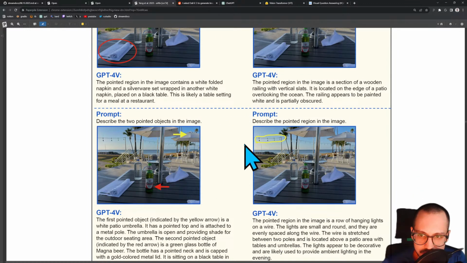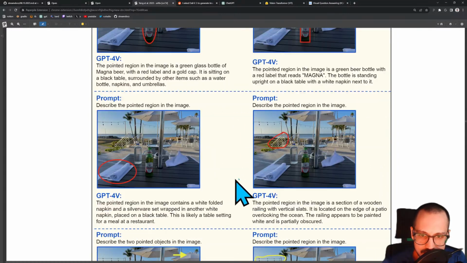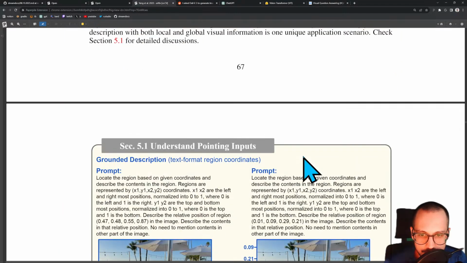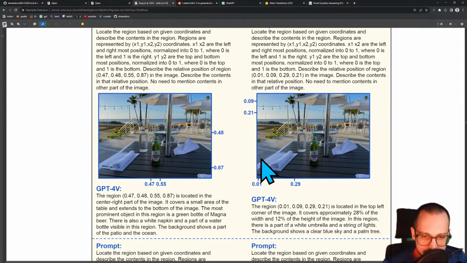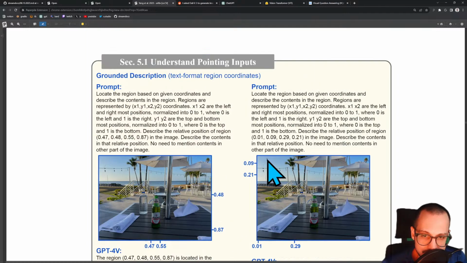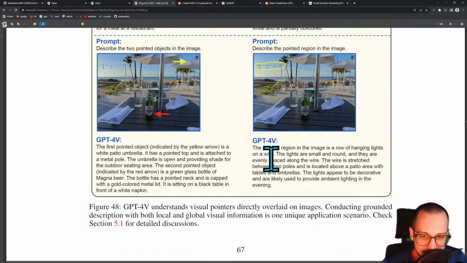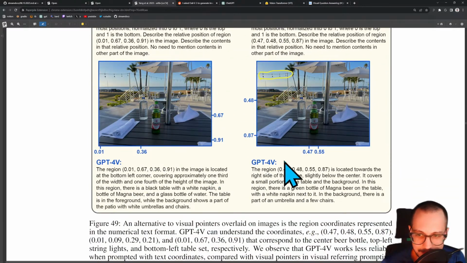Here's the circling of things, the arrows. They'll probably add this pretty quickly to their product where you can basically circle different parts of the image. Yeah, I don't think this coordinate kind of stuff is going to work. If you think about it from a user experience, it's much easier for the user to circle with a little pen than it is to provide bounding box coordinates.